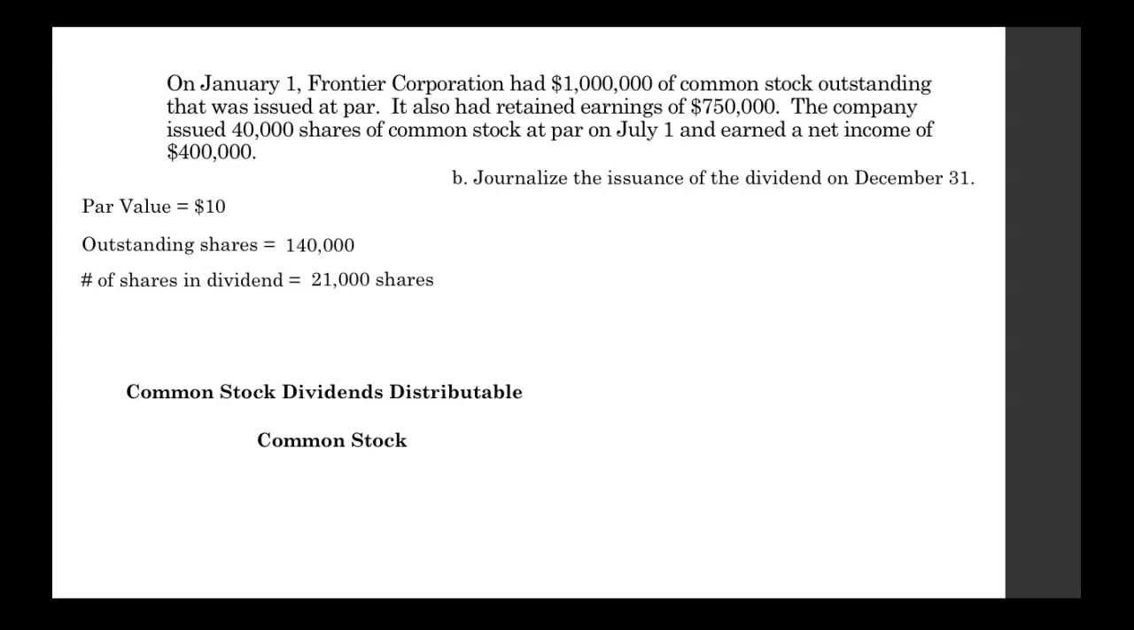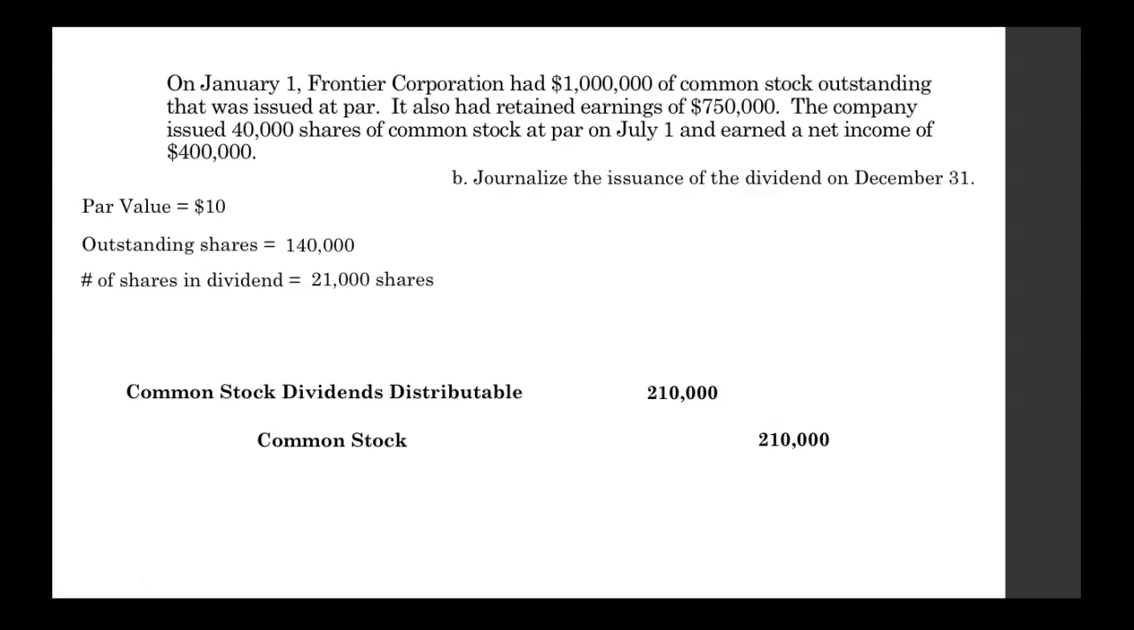But how do we figure out the numbers for this one? We take a look back at our declaration journal entry, and we see that we put 210,000 in our common stock dividends distributable. So that's the amount that we have to take out of our distributable account. So we will debit common stock dividends distributable for 210,000, and we will credit common stock 210,000.